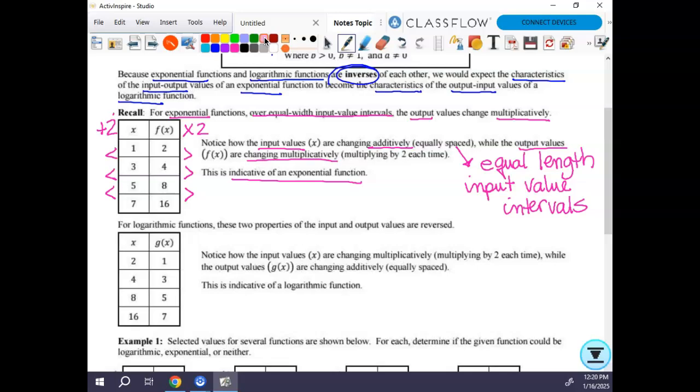Yes, ma'am. Equal length. Oh, it says equal width. Okay, I'm glad you pointed that out. No, there is not a difference, and thank you for saying that.